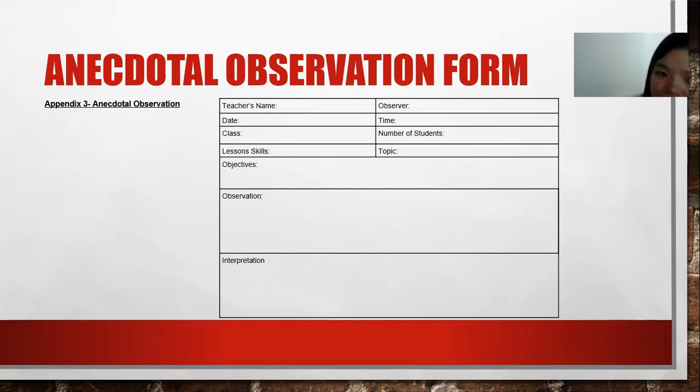There is a topic, the objectives of the lesson, the observation of the teacher's teaching, the observation of the students' responses, and some interpretation afterwards based on the observation that I have written.